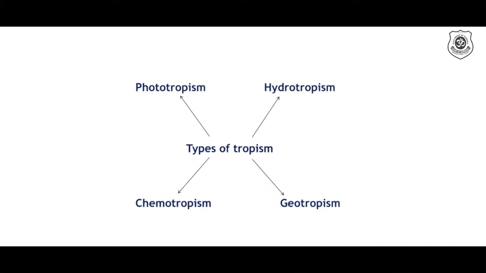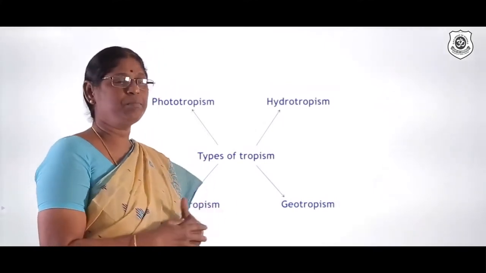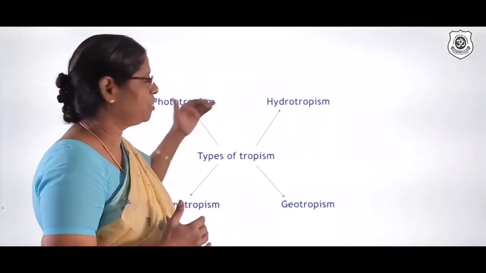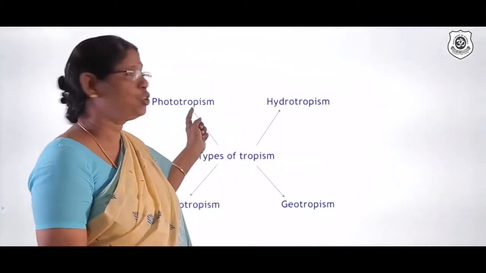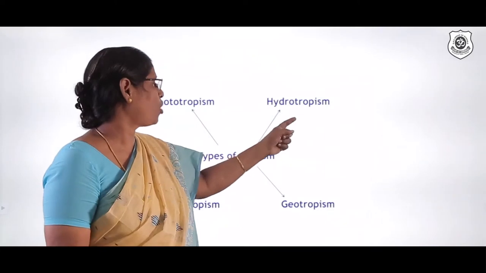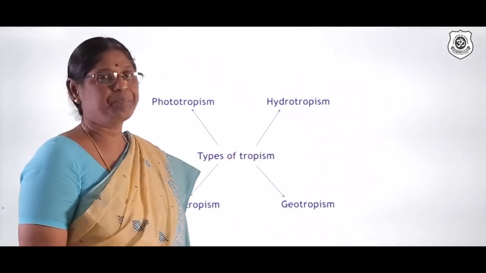Now let us move on to the movement that is related to growth. That we call as tropism. There are various types of tropism in plants. Various movements we see based on different factors, and accordingly they are named as phototropism, hydrotropism, geotropism and chemotropism.